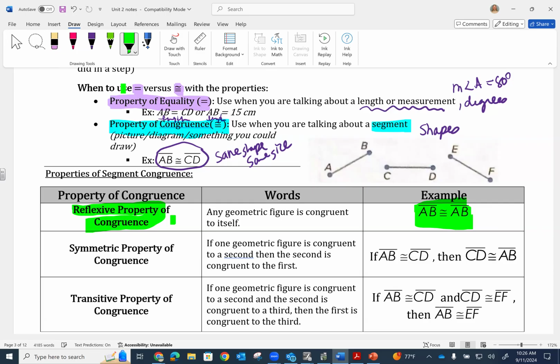And actually, this is just a shape is congruent to itself. So AB is congruent to itself. It's the same shape and size as itself. And that sounds really stupid. How we're going to use it is actually my favorite.